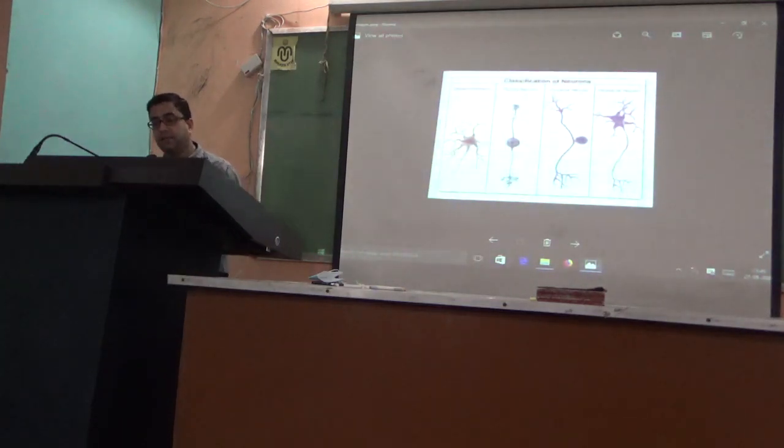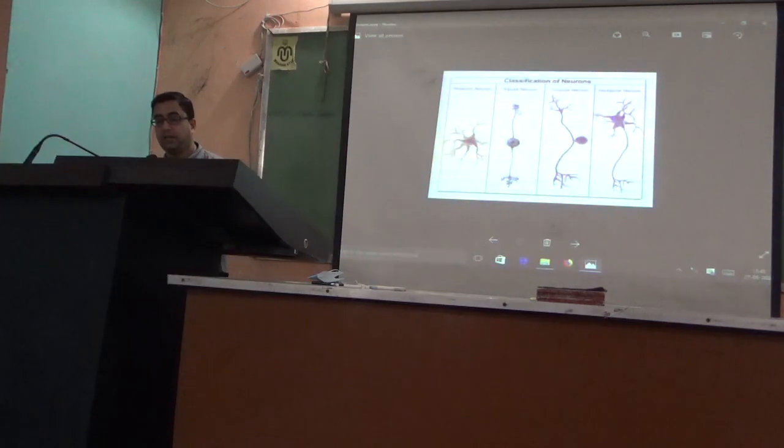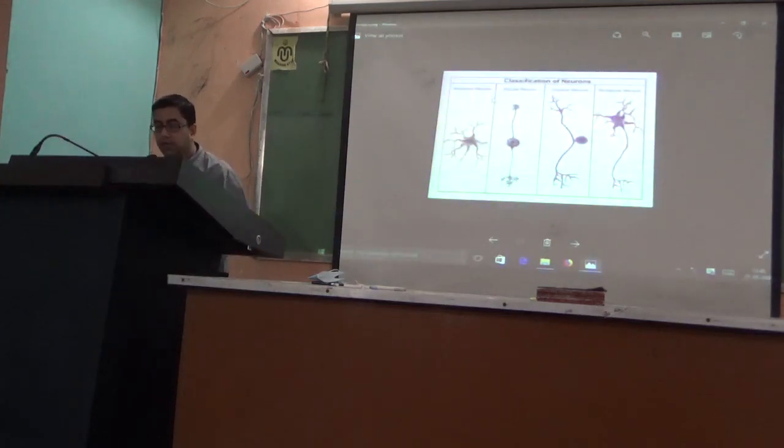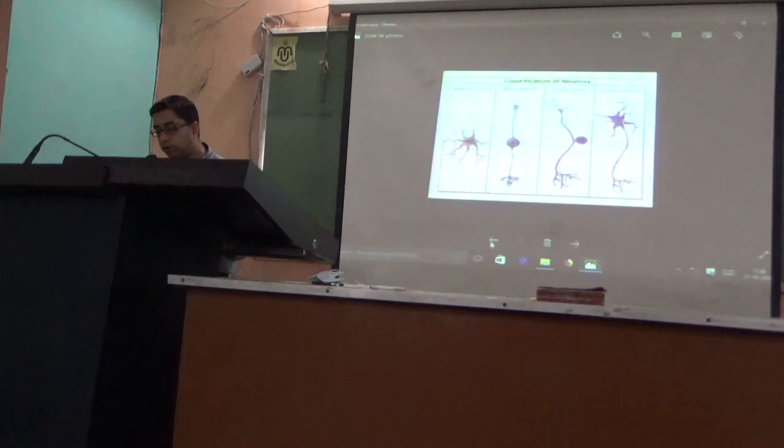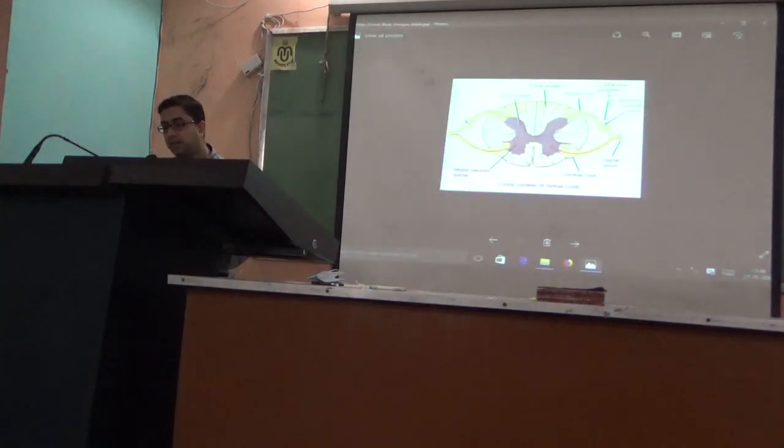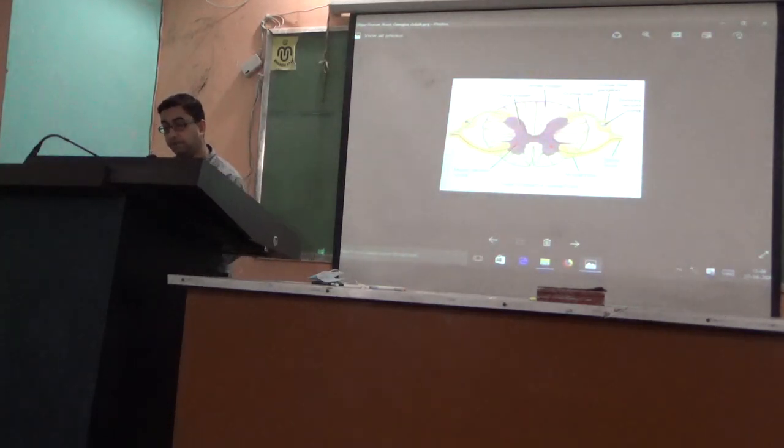Then there is another classification which is not seen in the picture here, and that is called pseudo-unipolar neuron. This is the fourth type, pseudo-unipolar. Here the axon splits into a central and a peripheral process. An example of that is the dorsal root ganglia. You can see here, the dorsal root ganglia has a central and a peripheral process. So this is an example of a pseudo-unipolar neuron. This is one way of typing or classifying the neuron.